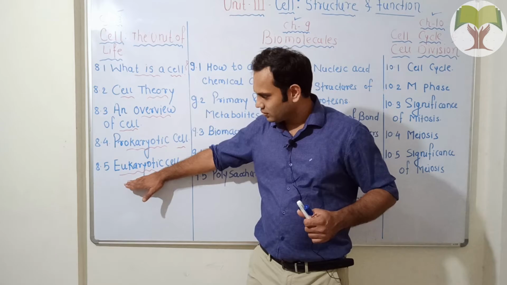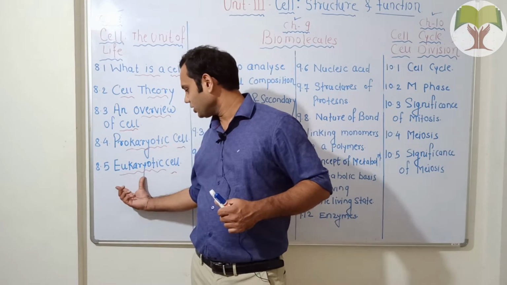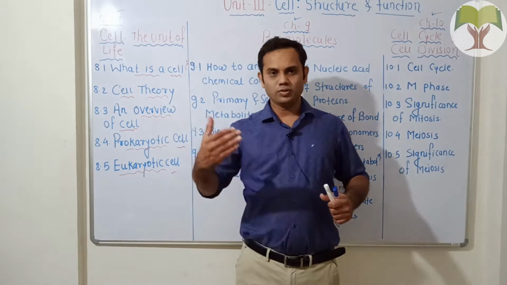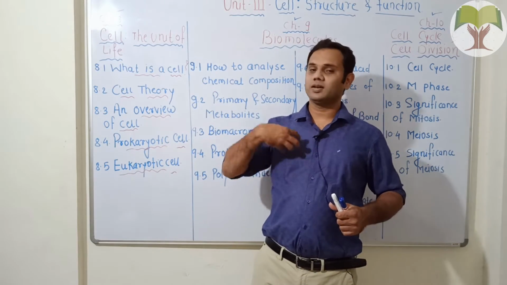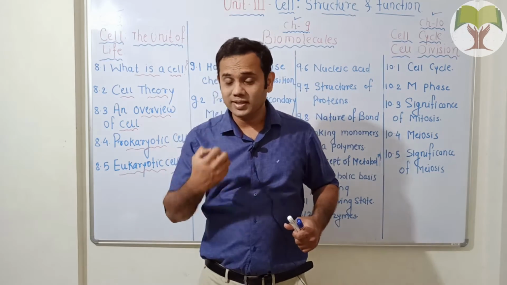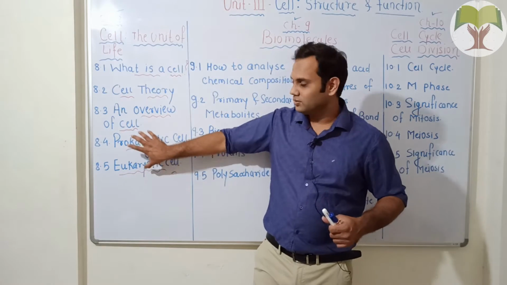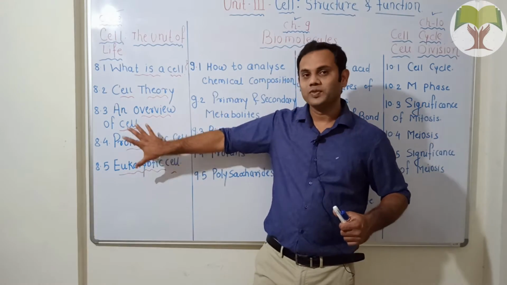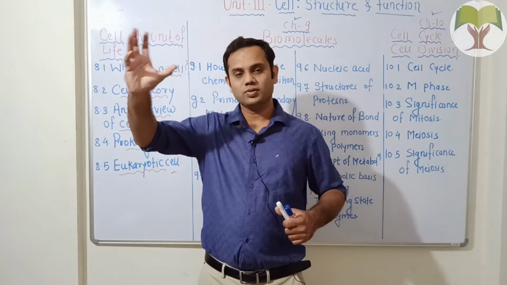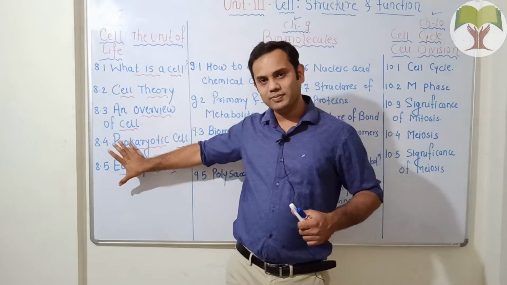Then the last topic is eukaryotic cells. You know that human cells, plant cells, animal cells, all these are eukaryotic cells. What is a eukaryotic cell? What is a prokaryotic cell? They are classified based on a primitive nucleus or a well-developed nucleus. All these things will be studied.